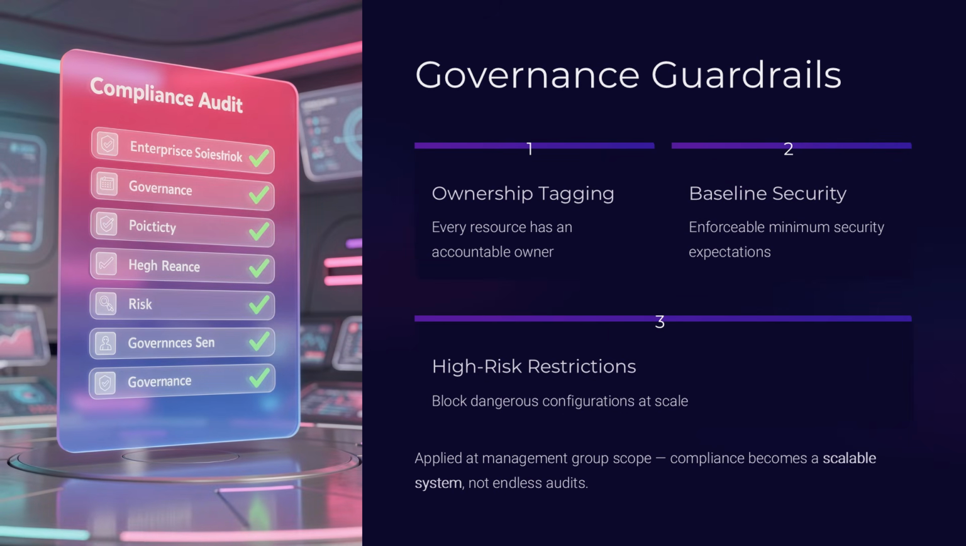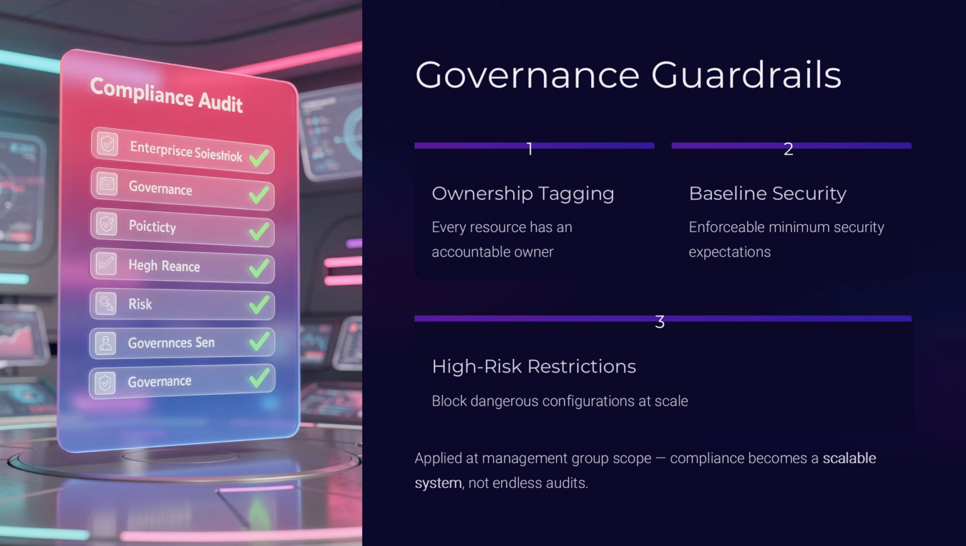With the guardrail concept clear, you now translate governance into leadership language. Governance guardrails create consistency through enforceable requirements such as ownership tagging, baseline security expectations, and restrictions on high-risk configurations. Leaders care because governance guardrails turn compliance into a scalable system rather than an endless cycle of audits and remediation projects.